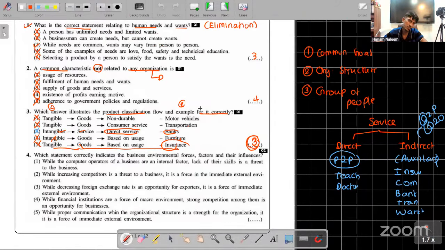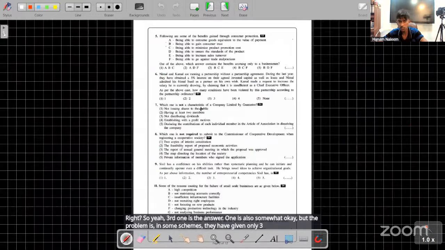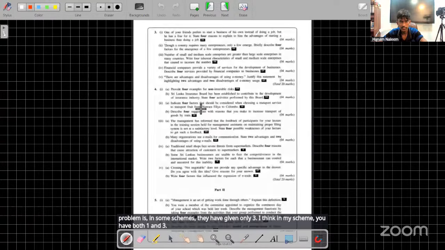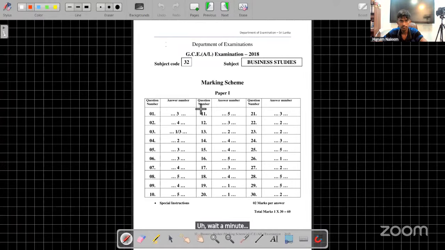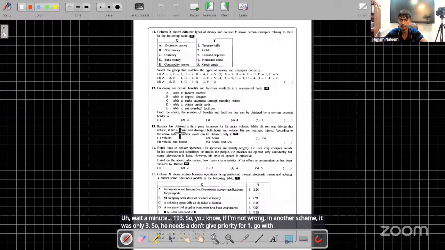One is also somewhat okay, but the problem is in some schemes, they have given only 3. I think in my scheme, you have both 1 and 3. Wait a minute. Here 1 and 3. So if I am not wrong, in another scheme it was only 3. So don't give priority for 1, go with 3. Okay, give the third one.